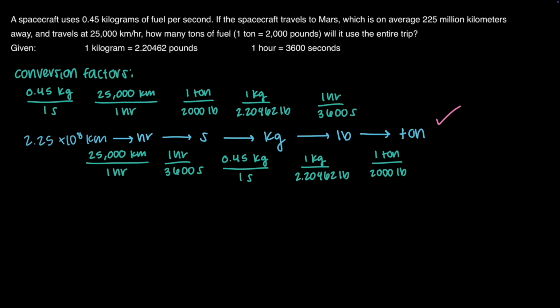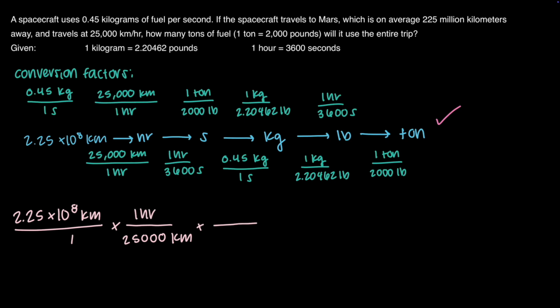Starting with the given value of 2.25 times 10 to the 8th kilometers, I will write 2.25 times 10 to the 8th kilometers over 1. In the next fraction, I will put 25,000 kilometers on the bottom and 1 hour on top. In the next fraction, I will put 1 hour on the bottom and 3,600 seconds on the top. In the next fraction, I will put 1 second on the bottom and 0.45 kilograms on the top.